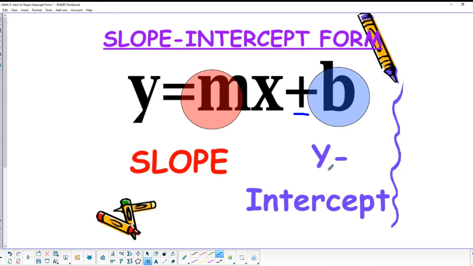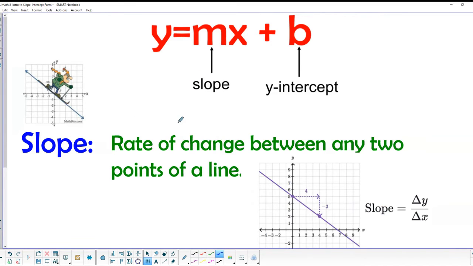This is called the slope and y-intercept form of the equation. And so we found out that the m itself is actually the slope of the line that this equation represents, and b is the y-intercept of the line. So what do we mean by that? Let's kind of jump forward here.